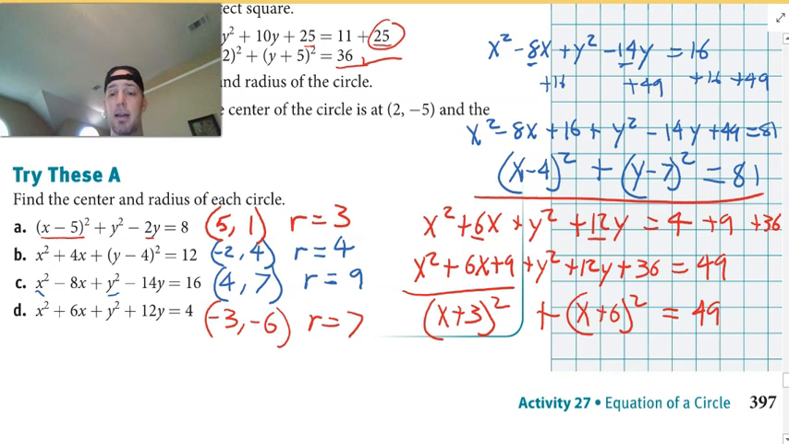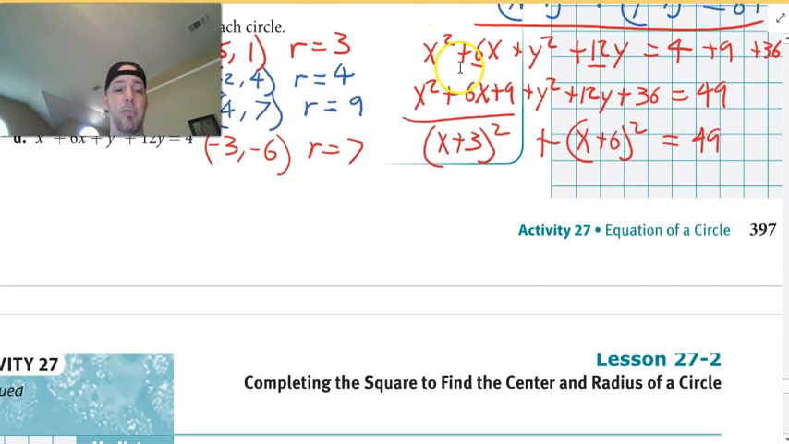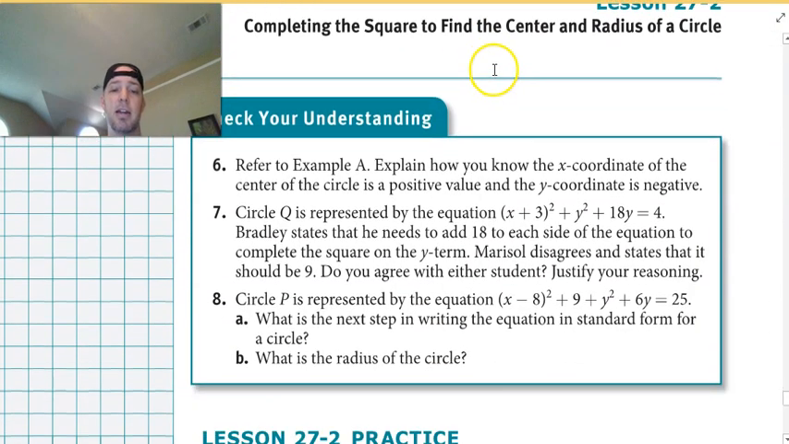At this point, all completing the square problems are going to be very similar to this. You should probably be able to do the check your understanding in lesson practice here. So let's try check your understanding number 7. So pause here, try number 7, replay whenever you think you're ready to go and check your answer.